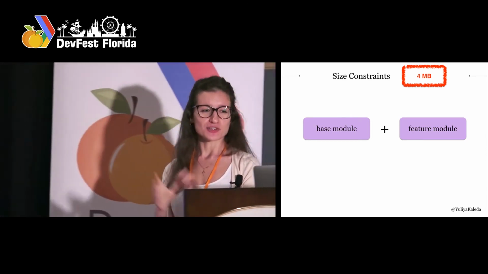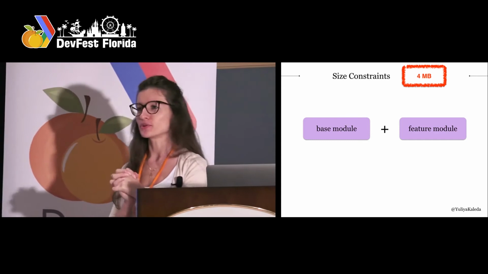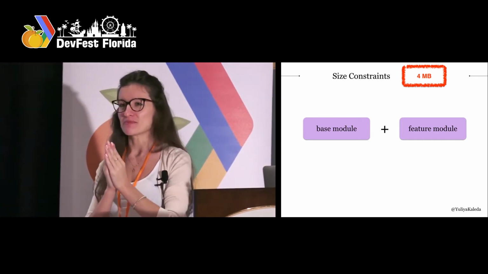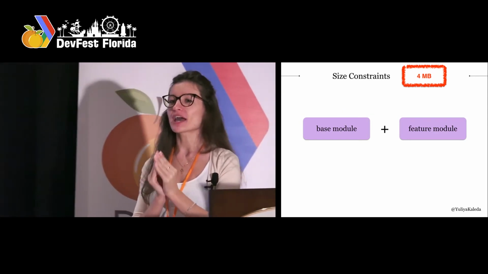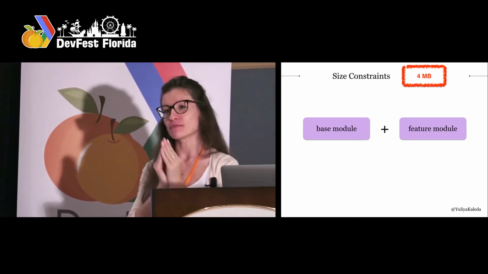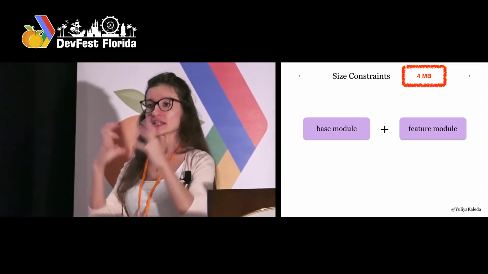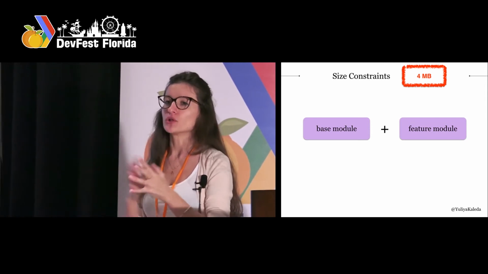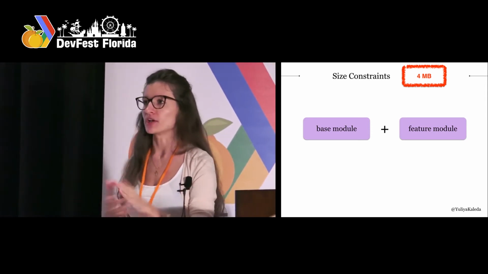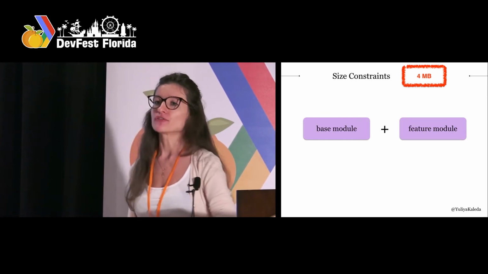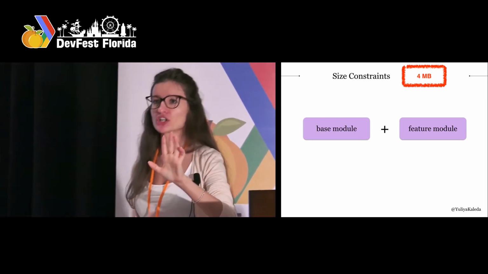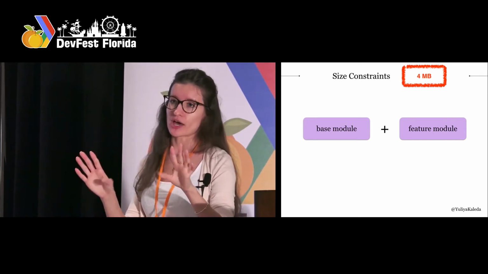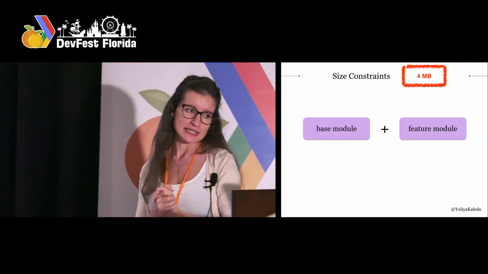And as you can see from this formula, unfortunately, it's not 4 megabytes per base module and per feature module. It's 4 megabytes per combination of the base module and feature module. Just because they're being downloaded on the fly simultaneously, in order to calculate whether your instant app meets the requirement of the 4 megabyte size limit, you have to take the size of the base module and the size of your largest feature module and make sure that both of them meet the requirement of the 4 megabyte size limit.